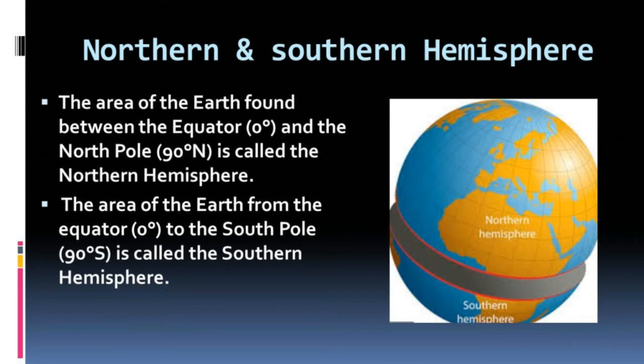Northern and southern hemisphere. The area of the earth found between the equator 0 degree and the north pole, that is 90 degrees north, is called the northern hemisphere. The area of the earth from the equator, that is 0 degree, to the south pole 90 degrees south, is called the southern hemisphere. The location of any country or place is based on this division of the hemisphere.